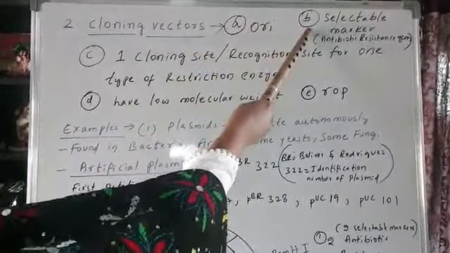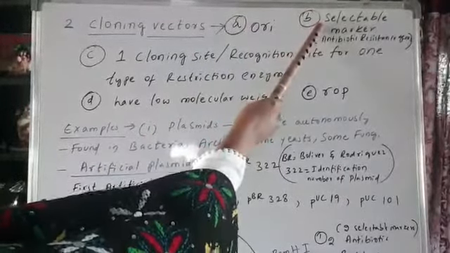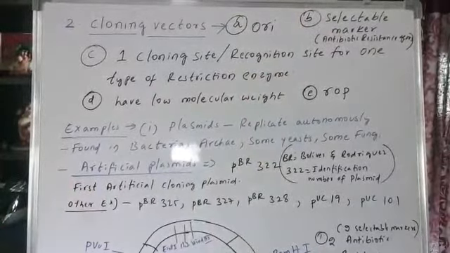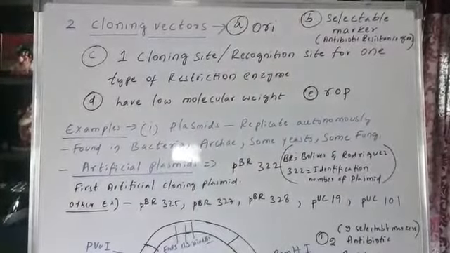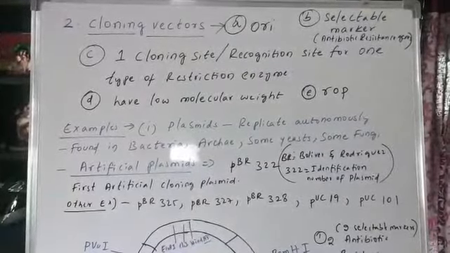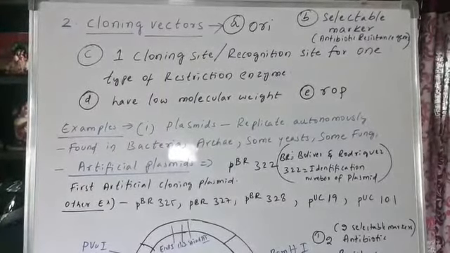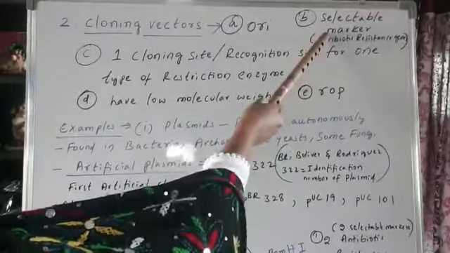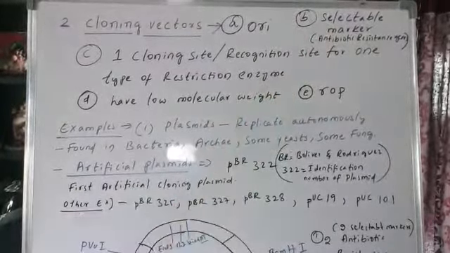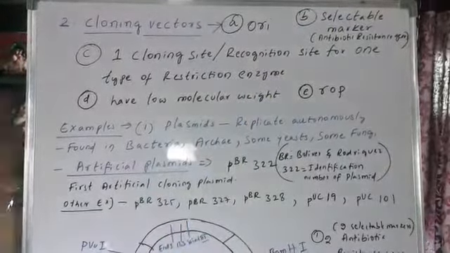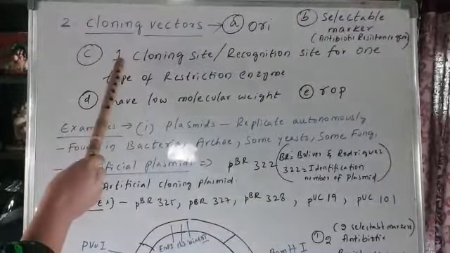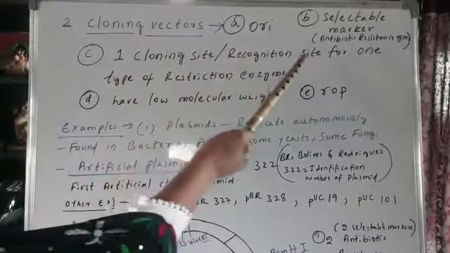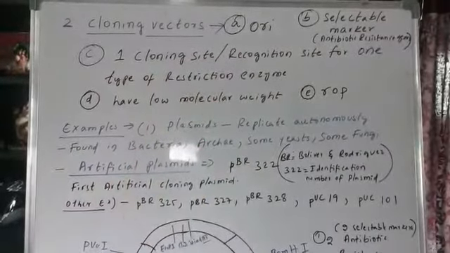The second important property is that the cloning vector should possess a selectable marker. The selectable marker helps show whether the transformation has occurred or not, whether the desired gene has entered into the host or not. Generally, we use antibiotic resistance genes as selectable markers. The third important property of a cloning vector is that it should possess a single cloning site, or single recognition site, for one type of restriction enzyme.